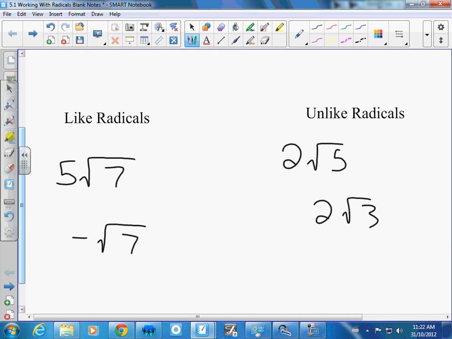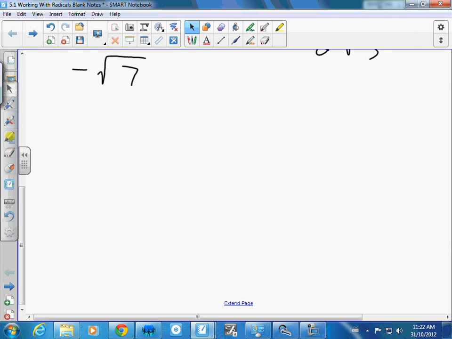Now, what about 2 root of 5 and 2 root of 3? Are these like radicals or unlike radicals? Unlike. Well, I put them under the unlike column, so hopefully you realize they're unlike. Why are they unlike radicals? Different radicals. So you've got root of 5 and root of 3. They're different. Okay? Let me give you some more examples, just to make sure this is clear.